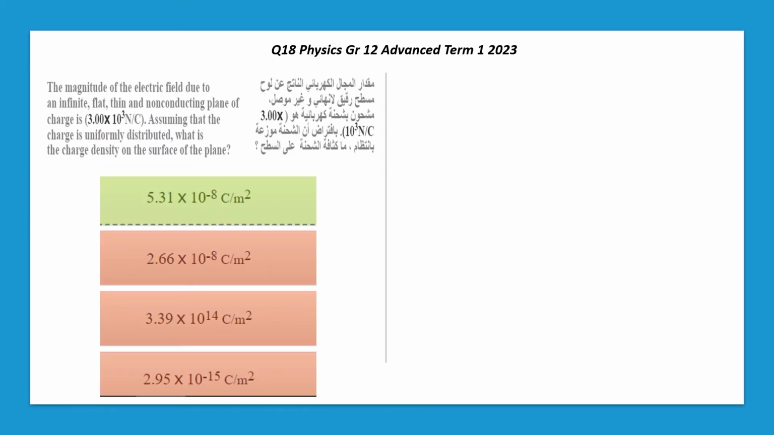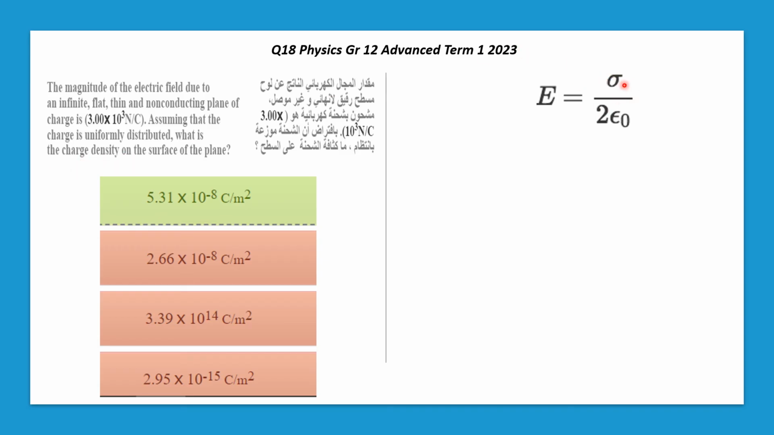We continue with question 18. Here we refer to chapter 2, section 9 this time. The magnitude of the electric field due to the infinite flat, thin, non-conducting plane of charge is 3 by 10 to the power of 3 Newton per coulomb. Assuming that the charge is uniformly distributed, what is the charge density? We need to find the charge density. Okay, so let's start. Charge density, we refer to it as sigma.